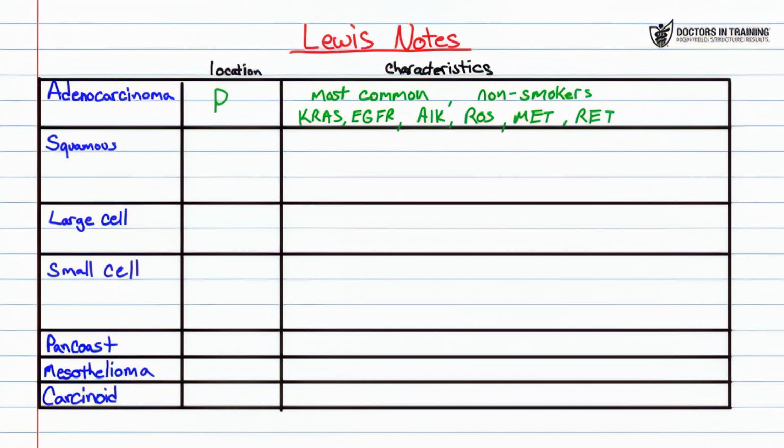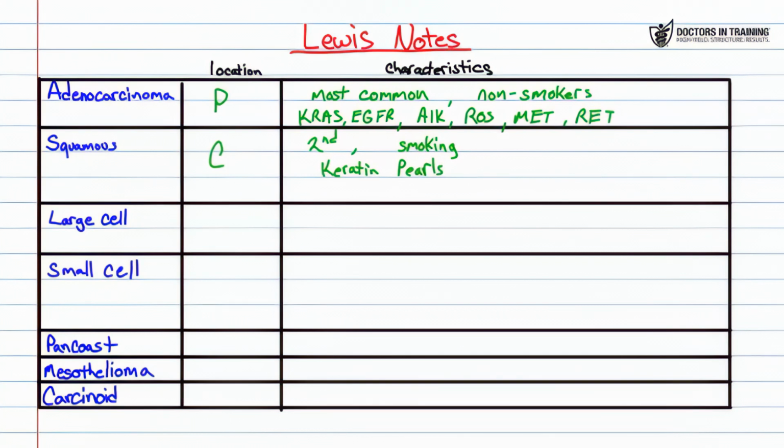Remember that squamous is central, so you can put a big C right there. This is the second most common, so remember that's the second. It's also very closely associated with smoking. So remember, smoking is a big one for this one. If you're looking under the microscope, you might see keratin pearls. So keratin pearls, another thing to write down here.